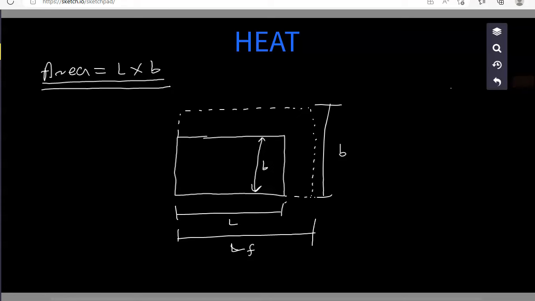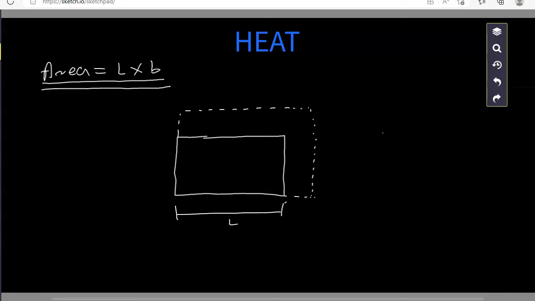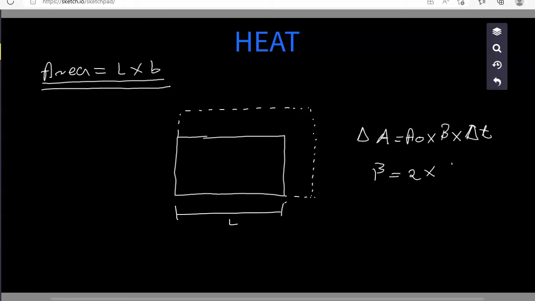So the formula that we are going to use when we are dealing with area expansion is that the change in area is equals to the original area, which is equals to length times breadth, times beta times the change in temperature, where our beta is equals to 2 times the coefficient of linear expansion.